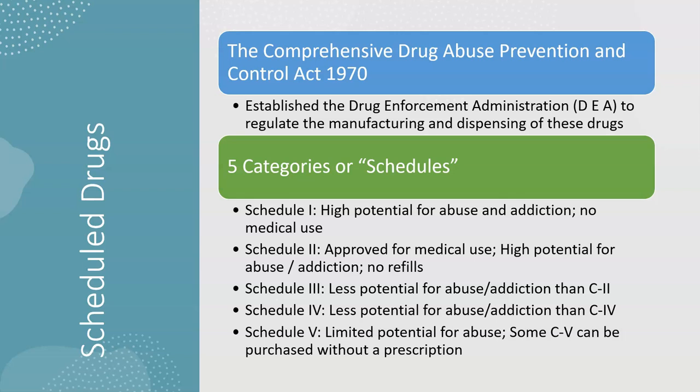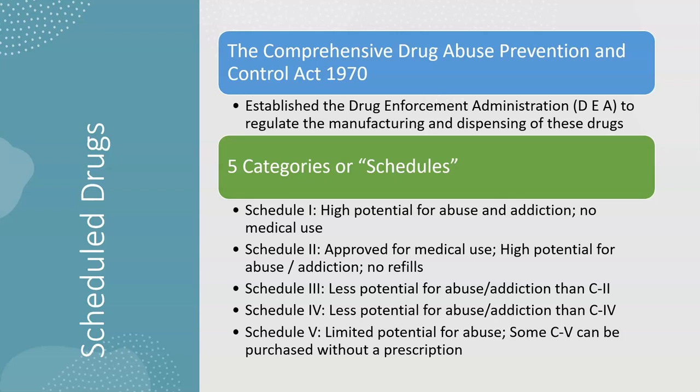They regulate manufacturing and dispensing of these drugs. These drugs are still all approved by the FDA, but once they're deemed to be dangerous, with potential for abuse, they can fall under this schedule category. Now, there are 5 schedules. Schedule 1 is not something we're going to have access to. That has no medical use and a very high potential for abuse and addiction.